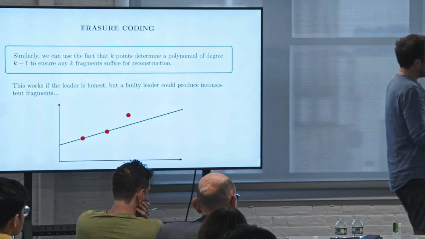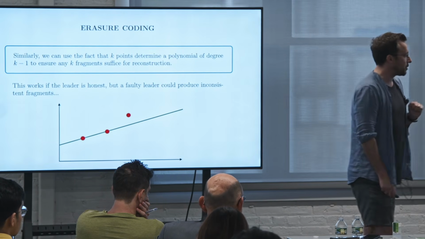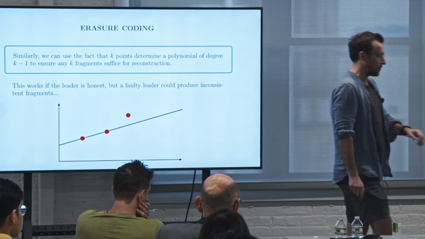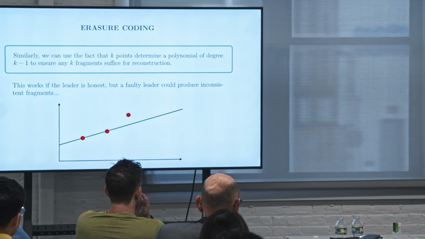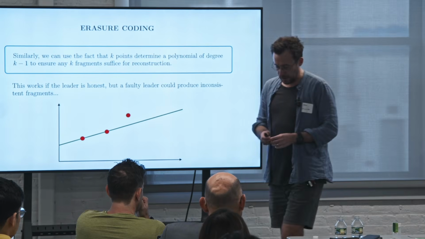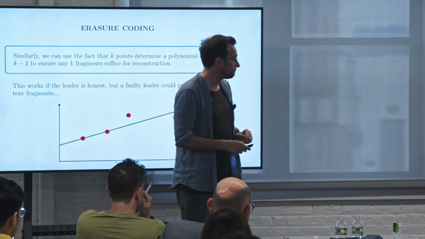Okay, so that kind of works if the leader is honest, but then you've got a slight difficulty because a faulty leader could produce inconsistent fragments. Right? They could produce fragments looking like this, right? And then if you get these two or these, depending which one you'll reconstruct in different ways. If you want to ensure that's not the case.